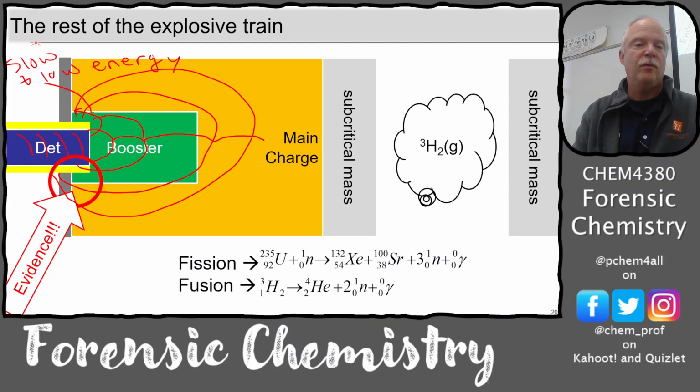Why is that important from a forensic standpoint? Because that's where your evidence is going to be. There will always be unburned explosive. Even in a nuclear detonation, there will be unburned explosive, but the nuclear detonation will get rid of it. That's one case where you won't have any chemical explosive left at the site of the device. But anything short of a nuclear detonation, you will have unburned explosives.